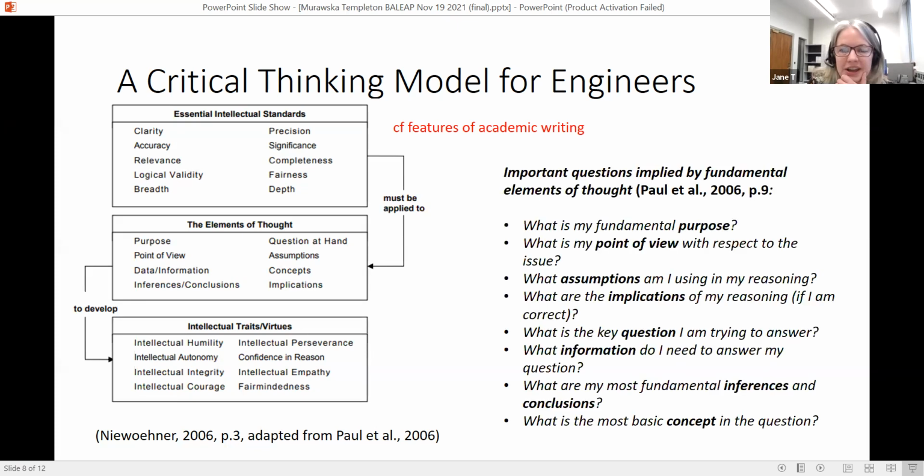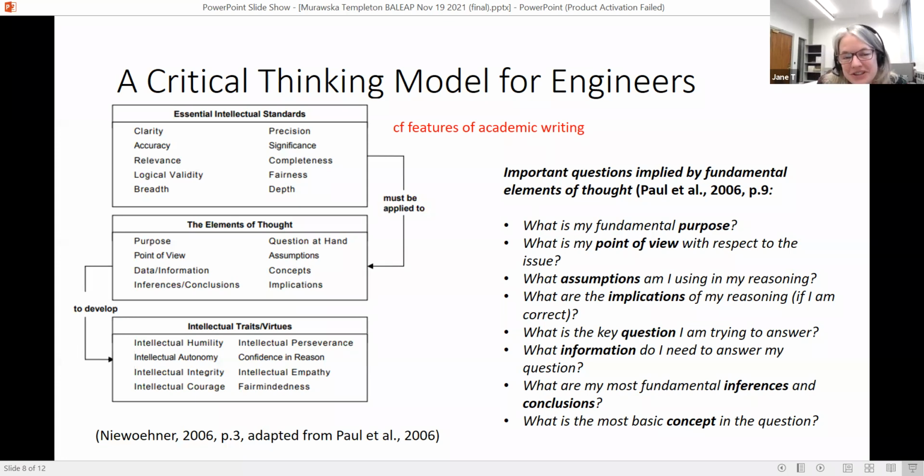The Elements of Thought, the book that Paul et al. 2006, that this model is adapted from, they list some questions that are implied by understanding the fundamental elements of thought. And it strikes me quite strongly that those are all really useful questions in helping students understand a task. And again, as an EAP teacher, I've encouraged lots of students to ask those questions. So just the fact that those questions are appearing in a book about developing critical thinking in engineers is quite reassuring for me. So hopefully a little bit reassuring for you as well.